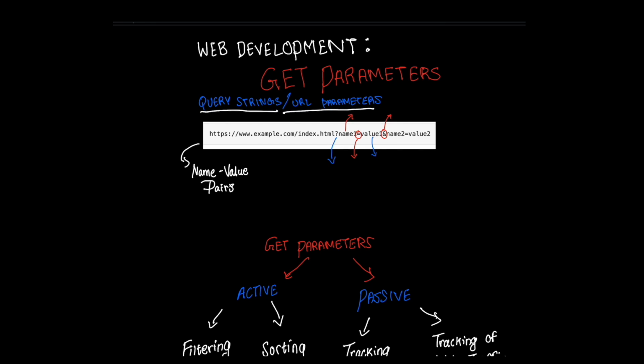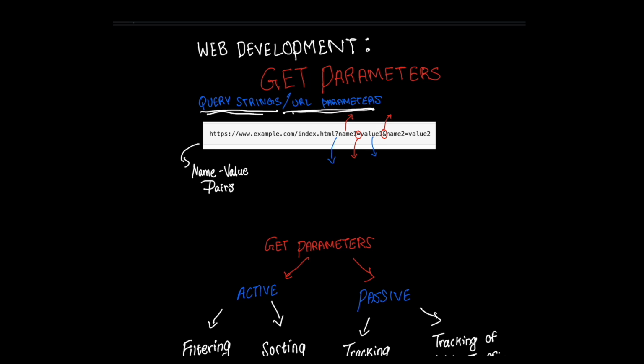So today we're going to be looking at what get parameters are. Get parameters are also called query strings or URL parameters. They're used when a web browser tries to access a web server when visiting a certain website, which requires certain resources to be retrieved from the said web server.